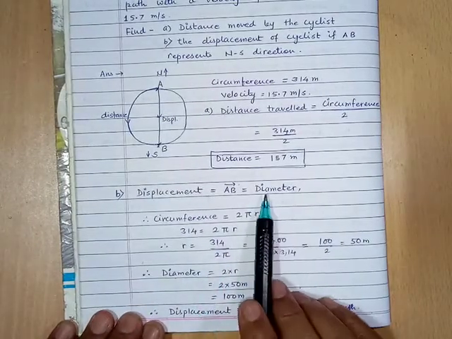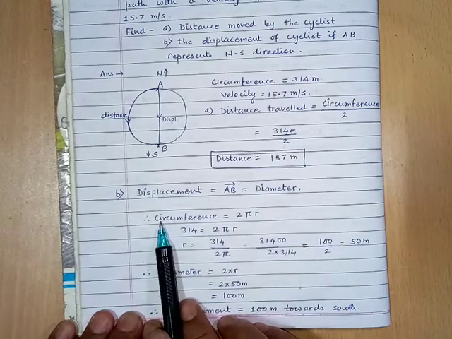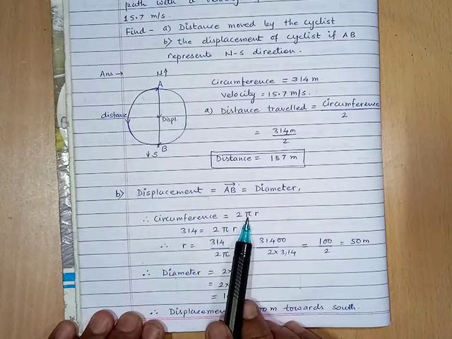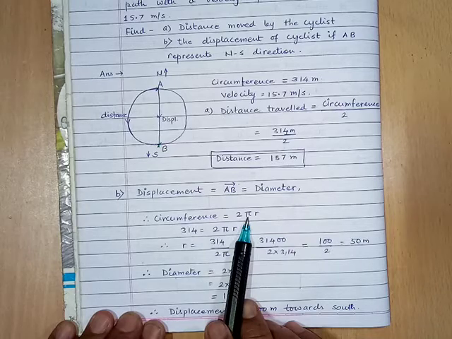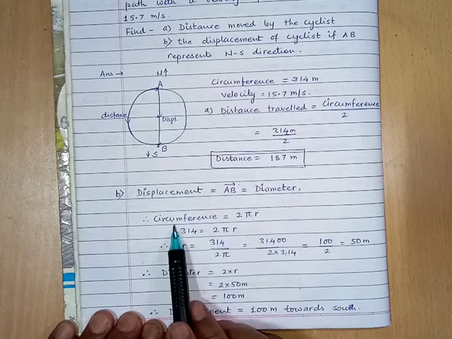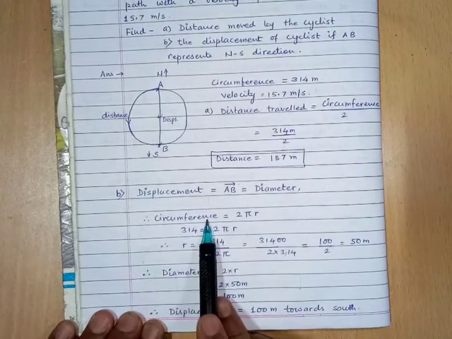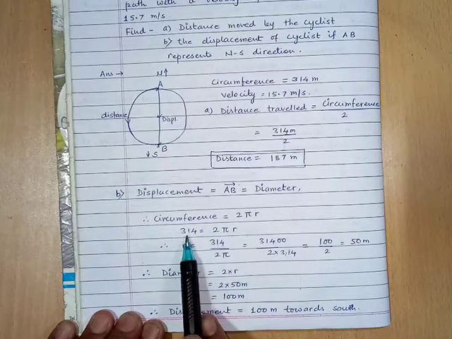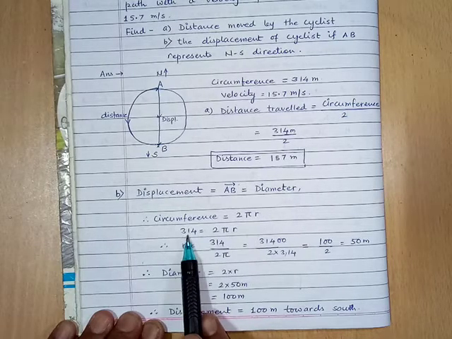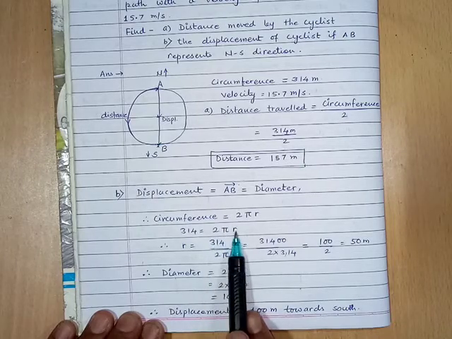So how can I calculate the diameter? From the formula of the circumference, I know that the circumference of any circle is represented as 2 pi r, where pi is 3.14 or 22 by 7, and r is the radius of the circle. This circumference is already given. So I will place the value 314 meters, the circumference of the circle, on the left side, and on the right-hand side I will write it as it is, 2 into pi into r.